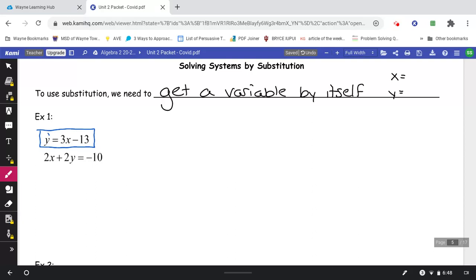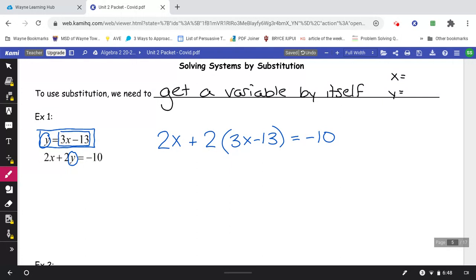So you need to think about y. That's like me. I'm your teacher. But when I'm not here, a substitute comes in, 3x minus 13, and takes my place. So down here on the second equation, here is me. I'm going to leave, and the substitute is going to take my place. So it's going to look like this, 2x plus 2, and then I'm going to substitute the 3x minus 13 in where the y used to be. Again, we're substituting it in for the letter that it's equal to. And then finish it off with the equals negative 10.